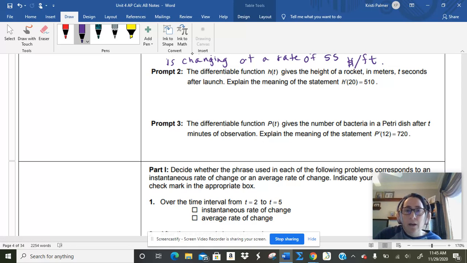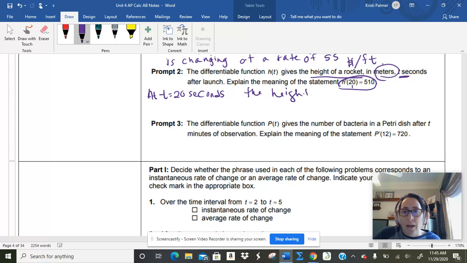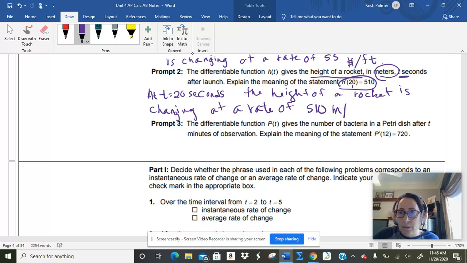Okay, so here, h of t is now the height of a rocket in meters, and time is in seconds after launch, and I want to explain this expression right here. So I'm going to start with this. At t equals 20, and that's in seconds, and then h is the height. The height of a rocket is changing, I keep forgetting that, at a rate of 510, and this was in meters per second.